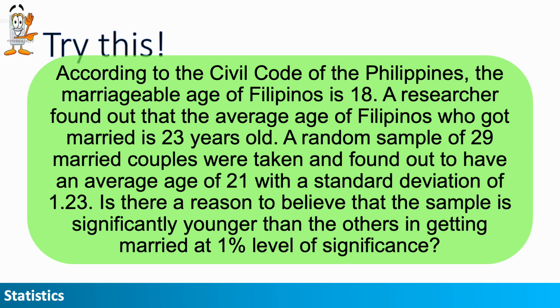According to the Civil Code of the Philippines, the marriageable age of Filipinos is 18. A researcher found out that the average age of Filipinos who got married is 23 years old. A random sample of 29 married couples were taken and found out to have an average age of 21 with a standard deviation of 1.23. Is there a reason to believe that the sample is significantly younger than the others in getting married at 1% level of significance?